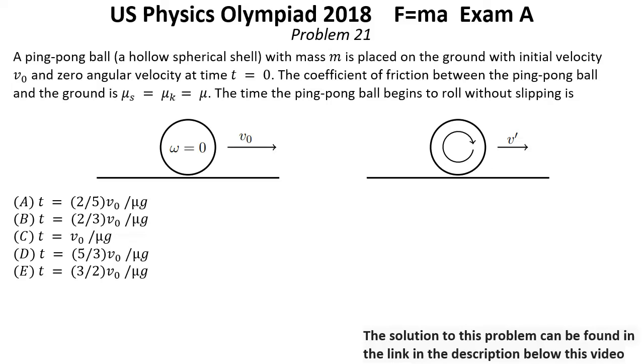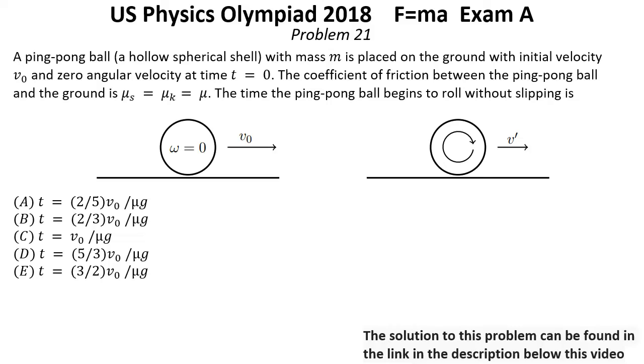Problem number 21. A ping pong ball, a hollow spherical shell with mass m, is placed on the ground with the initial velocity v0 and 0 angular velocity at time t equals 0. The coefficient of friction between the ping pong ball and the ground is mu s equal mu k equal mu. The time the ping pong ball begins to roll without slipping is next one. Solution for problem number 21.